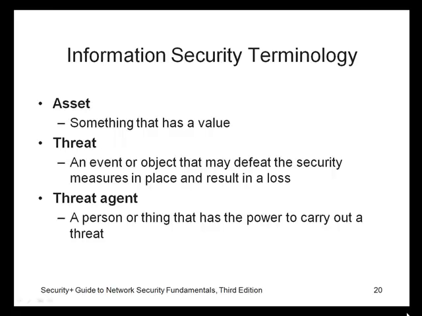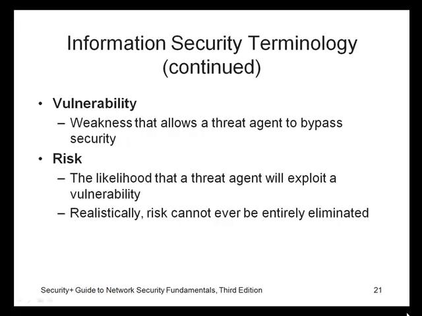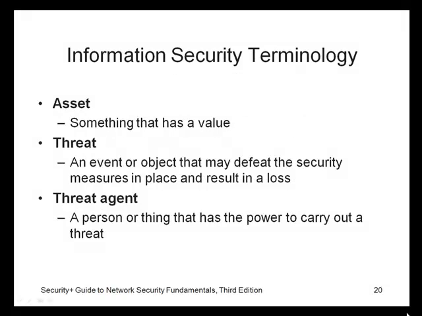Is the stereo in this book too? Okay, vulnerability, we'll get to that one in a second. So the asset is the stereo. The threat is a hole in the fence, right? Or an unlocked car, maybe. The threat agent is the person who's going to steal the stereo.